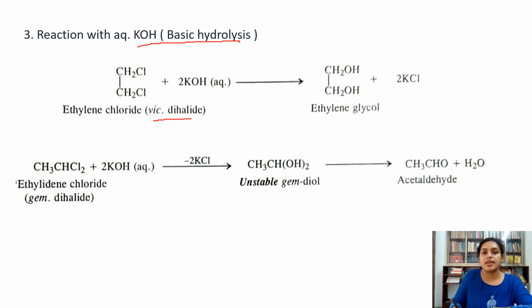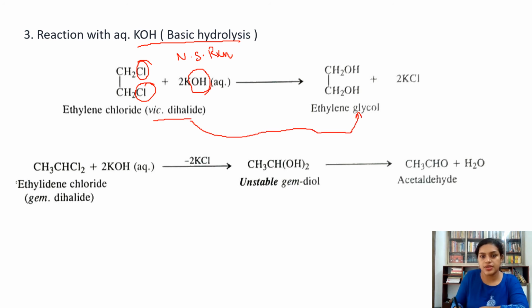I'll be getting ethylene glycol because this is a simple nucleophilic substitution reaction in which the halogens are substituted by the OH group of the reagent to give ethylene glycol. So a vis dihalide gives a glycol. Okay, a vis dihalide gives a glycol. Vis gives glycol.